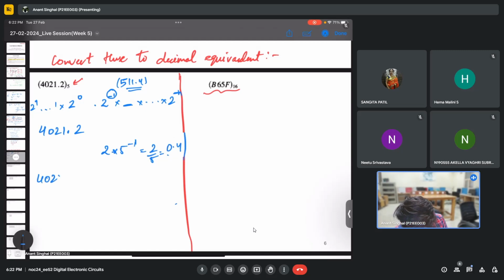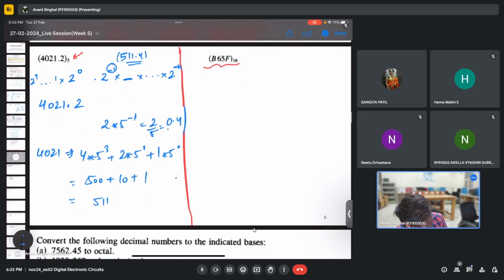So after the decimal, I will be getting 0.4, and before the decimal, we need to check. So this is 4021. I'm writing the same now. It is 0, 1, 2, 3. So 5 raised to 3 plus 2 times 5 plus 1 is 5 raised to 0. So this is 5 cube, that is 125 times 4 is 500, plus 10 plus 1. This is 511. So the first will be 511.4 to the base 10.